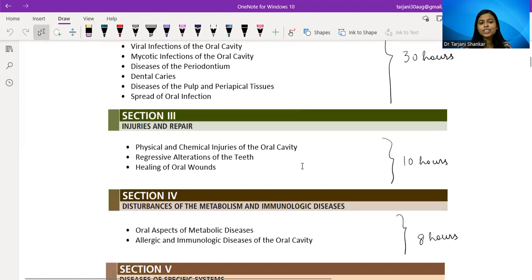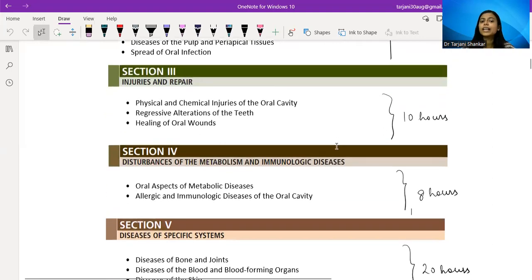Third section is injuries and repair. In injuries and repair, we have physical and chemical injuries of the oral cavity, regressive alterations of the teeth, and healing of oral wounds, how wounds are actually healed. This will be covered in 10 hours.